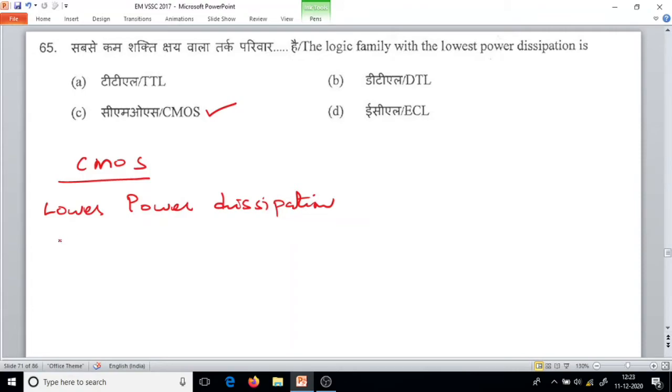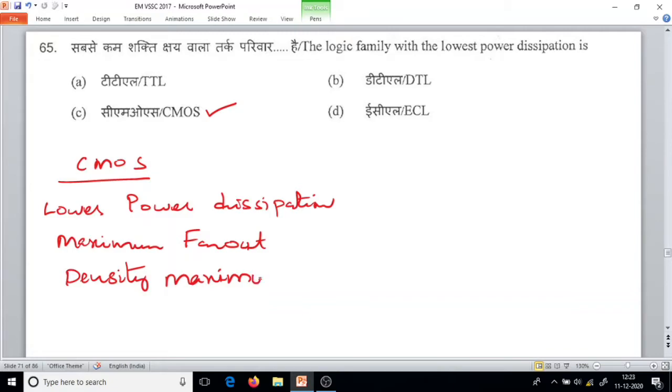Then what is the other thing? Maximum fan out. Fan out means it can drive many other IC inputs. That is the maximum fan out CMOS has. And density is also maximum. That means in a unit area, we can accommodate more gates using CMOS technology.